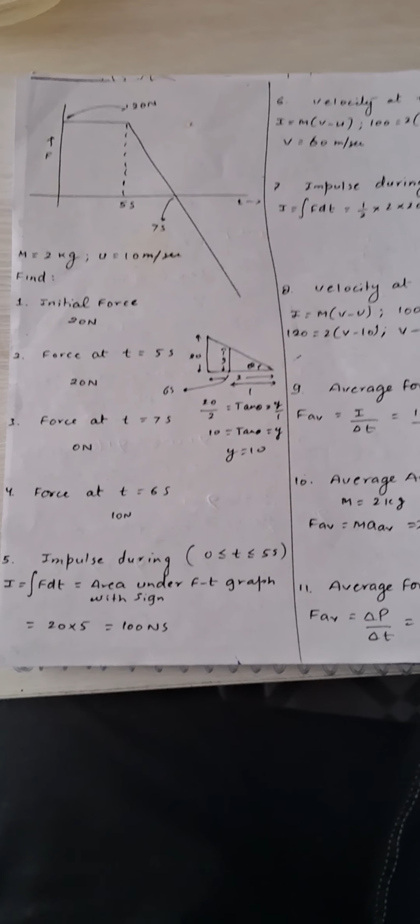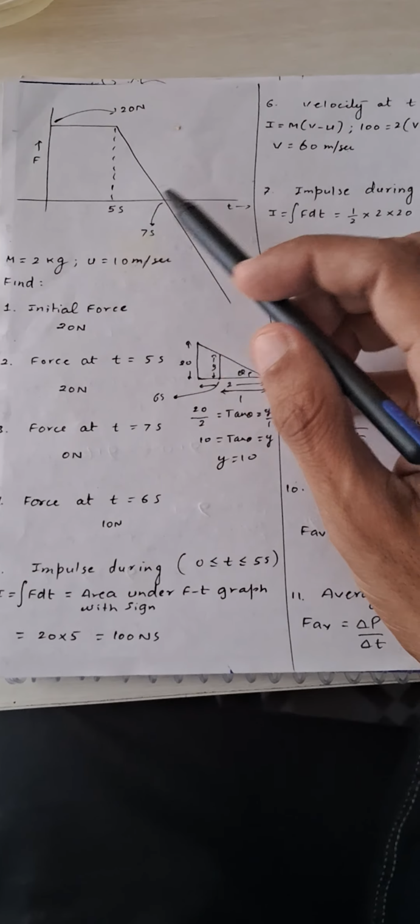Let's discuss a question based on force time graph. So force is given as a function of time over here. Mass is 2 kg, initial velocity 10 meter per second. First, you need to find initial force. As you can see in the graph, initial force corresponds to 20 Newton.